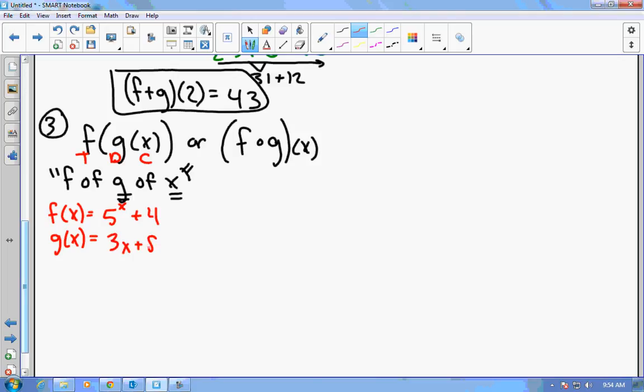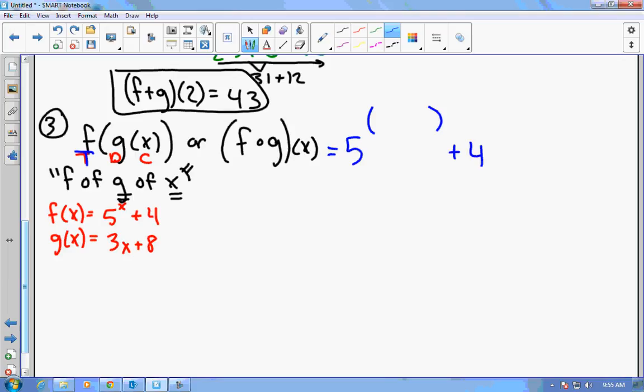3x plus 8. Okay, so if we want to find f of g of x, start on the outside. Who's the turkey? F. And wherever there is an x, I'm going to put parentheses, plus 4. This was the f function, f parenthesis plus 4, because it used to be f of x equals 5 to the x power plus 4. Inside the parentheses is where we start stuffing.